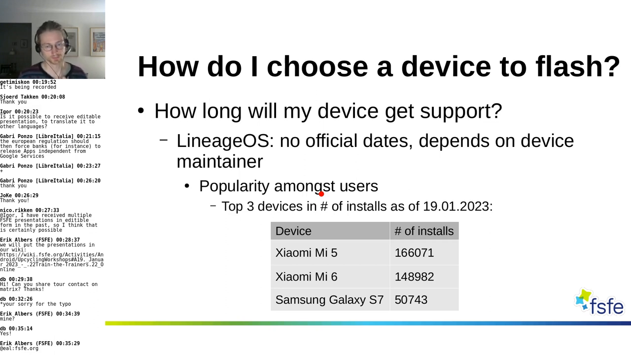So one metric that can be useful is the popularity of the device amongst users. LineageOS has telemetry by default, I think, enabled. And so it reports to a server, namely stats.lineageos.org, if there's a device with LineageOS installed. And the top three devices in the number of installs as of today are Xiaomi Mi 5, 6, and the Samsung Galaxy S7, whereby Xiaomi Mi 5 and 6 are by far the most installed devices. So you could argue, if the maintainer drops the support for Xiaomi Mi 5, among these users there's probably going to be one that is willing to pick up the support and the maintenance for this model.